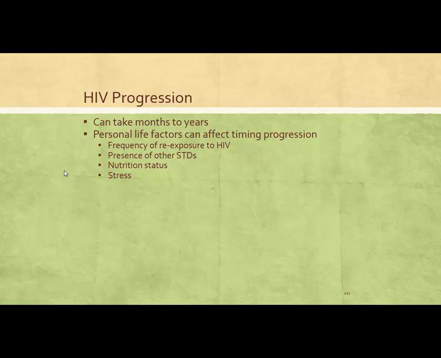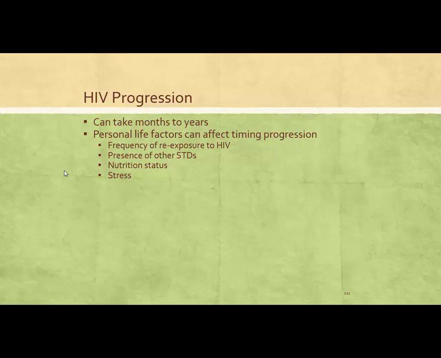So when we think about HIV progression, it can really take months to years, so it can kind of sit dormant in a patient's body who is taking antiretroviral medications and who is also decreasing their exposure to HIV. So personal life factors can affect timing of progression.